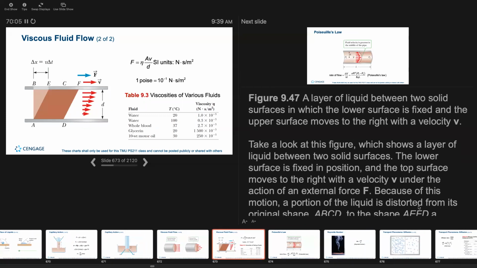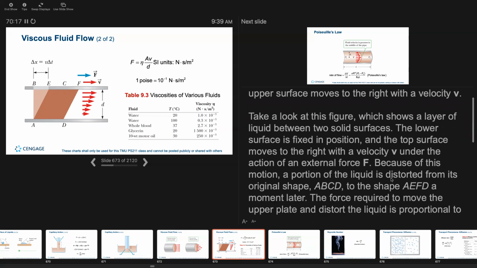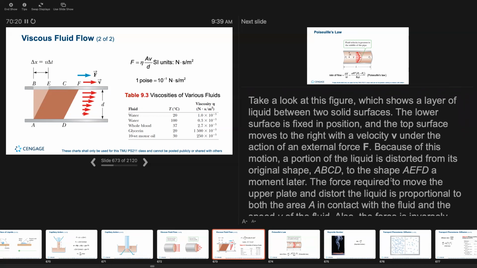So in this figure, a layer of liquid between two solid surfaces, in which the lower surface is fixed and the upper surface moves to the right with the velocity v. That's the case we're looking at. The figure shows a layer of liquid between the two solid surfaces. The lower surface is fixed in position. The top surface moves to the right with a velocity v under the action of an external force F. Because of this motion, a portion of the liquid is distorted from its original shape, ABCD, to the shape AEFD a moment later.